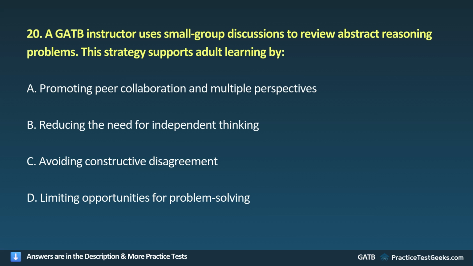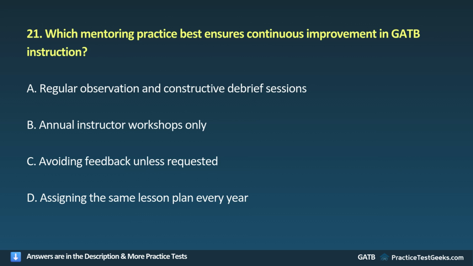Promoting peer collaboration and multiple perspectives. B. Reducing the need for independent thinking. C. Avoiding constructive disagreement. D. Limiting opportunities for problem solving. 21. Which mentoring practice best ensures continuous improvement in GATB instruction?